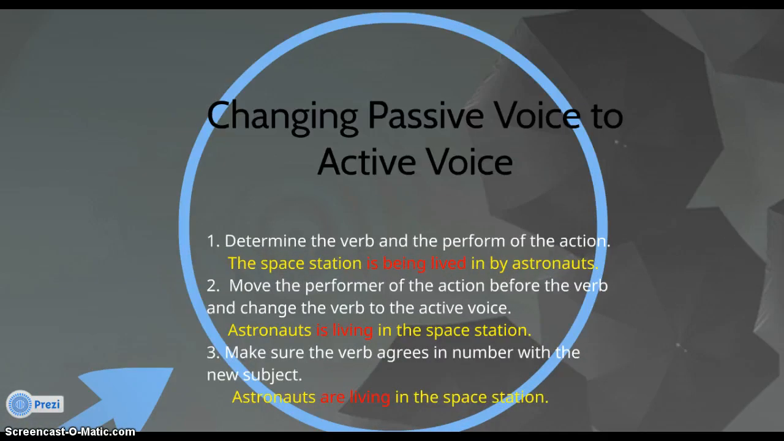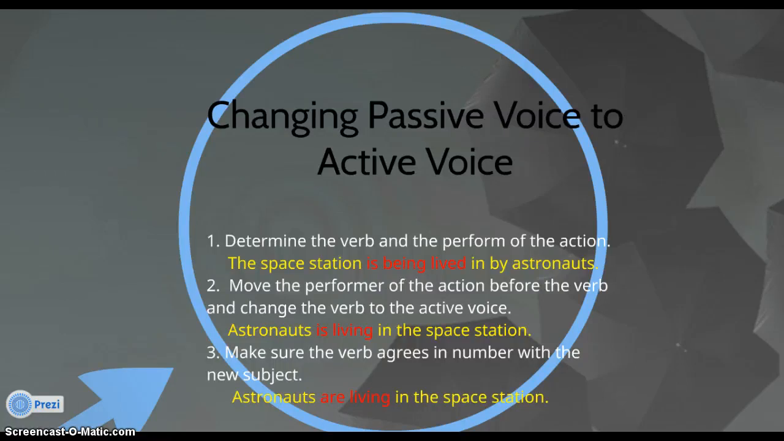Here's how to do it. Changing passive voice to active voice. First, figure out what is the verb and what is the performer of the action. Here we have, the space station is being lived in by astronauts. So the performer is the astronauts. The verb is being lived. So we know that the verb is being done to the astronauts.